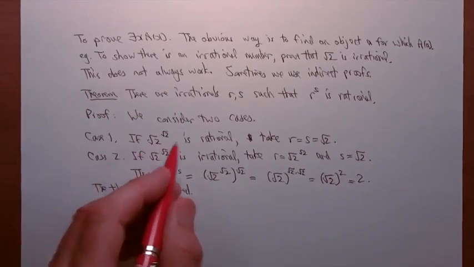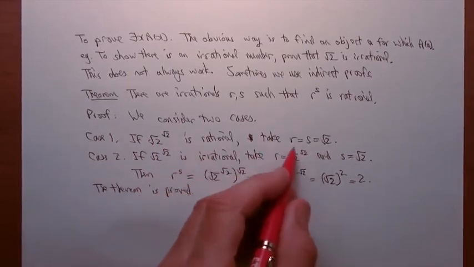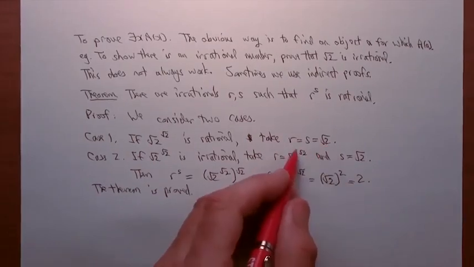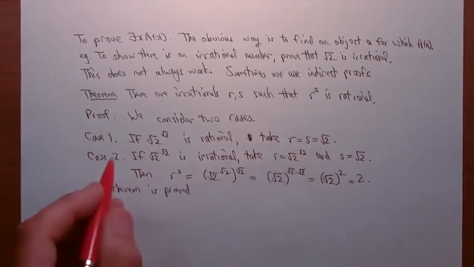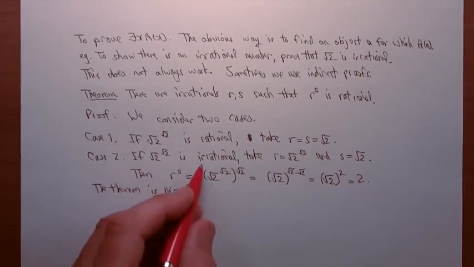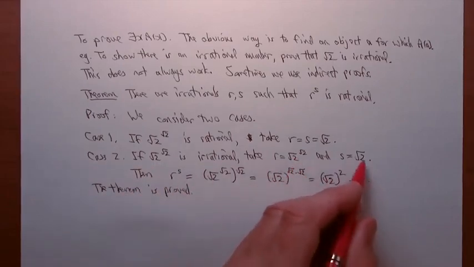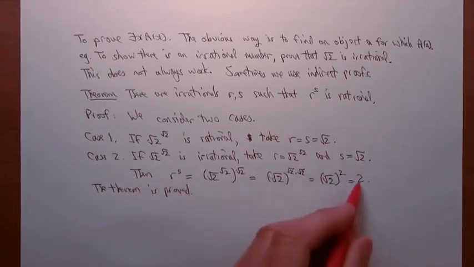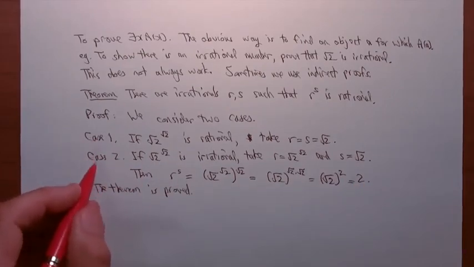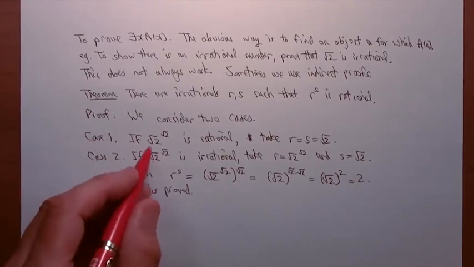If it does happen to be rational, seems weird, but if it does happen to be rational, then we can find irrationals r and s with r to the s rational this way. On the other hand, if root 2 to the root 2 is irrational, which probably is the case, but again we don't need to know that, then we take r to be this number, s to be that number, and then r to the s is 2, which is rational. So we don't know officially which one of these is the case, and more to the point, we don't need to prove which one of these is the case.